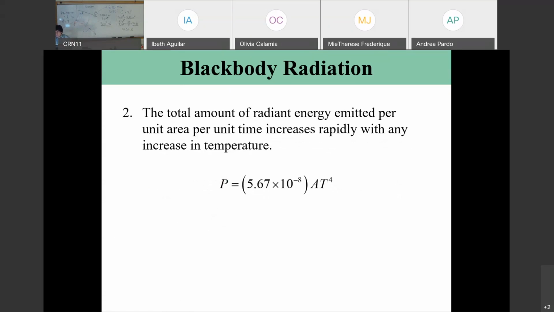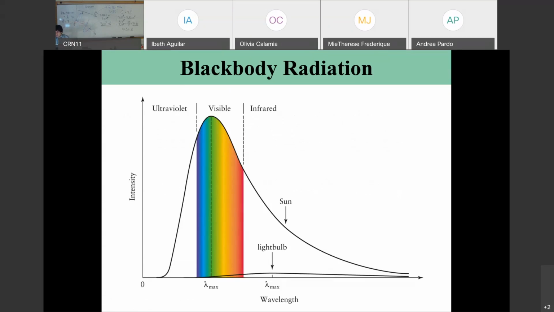And what is intensity? Intensity is power per unit area. So it makes sense, right? If the power goes down, that means that the temperature is going down. That means that the wavelength is going up. Here, less intensity, right? The peak. If the wavelength goes down, the temperature goes up, the intensity goes up. Alright?